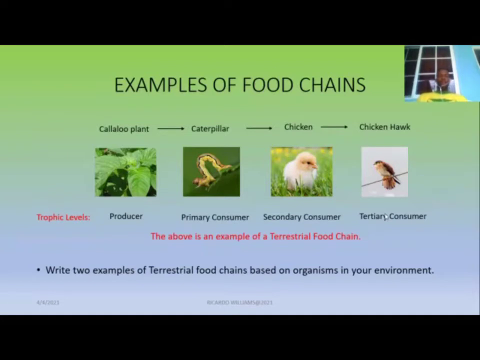So now let's look at some examples of food chains. So for example, you have a callaloo plant that is being fed on by a caterpillar, and that caterpillar is eaten by a chicken, and that young chicken there is under threat from a chicken hawk, right? So this is an example of a food chain, and note that this is a terrestrial food chain. And what we mean by terrestrial, we mean that these are land-based animals. All of these animals are on land, and so is the plant, right? So this is how you would construct your food chain.